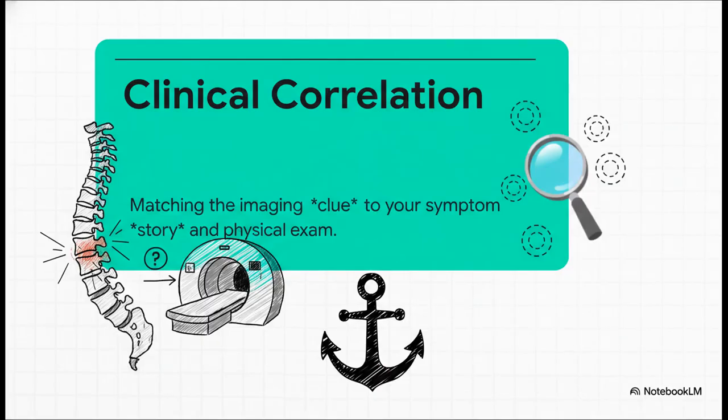And that is why this term is so important. Clinical correlation. This is the absolutely essential step where your doctor matches an imaging finding, that's the clue from the MRI, to your specific symptom map and what they find on your physical exam. The MRI report is a clue, not the verdict. Your personal story is the real anchor here.